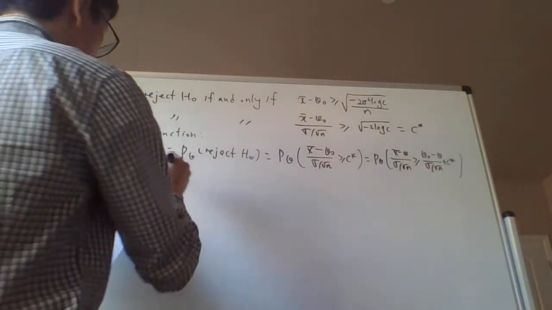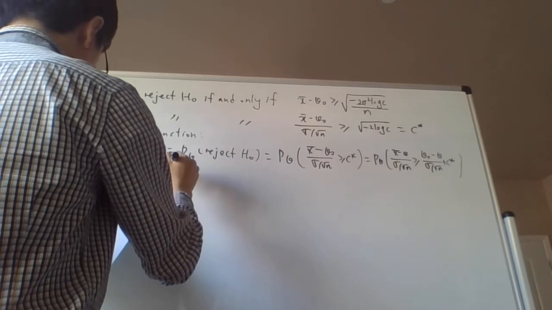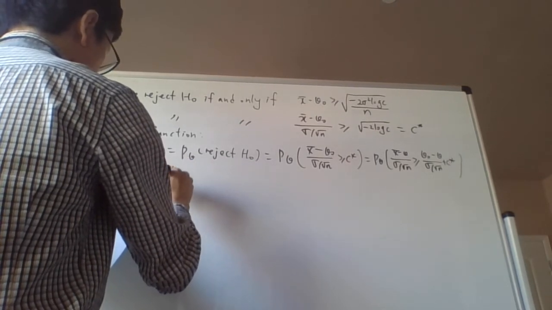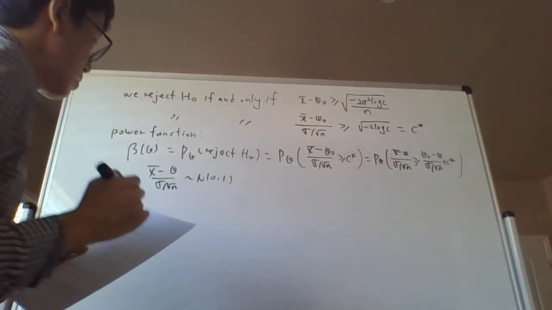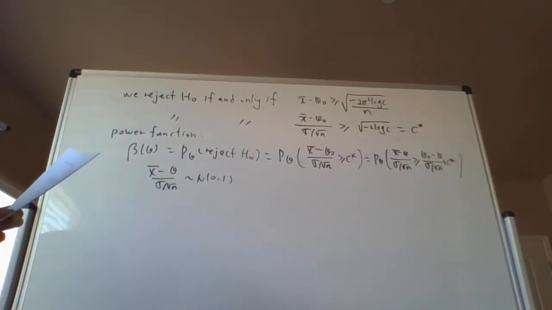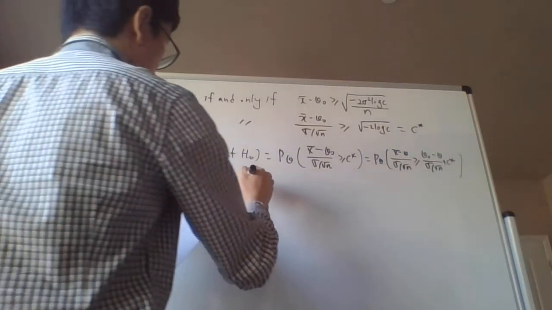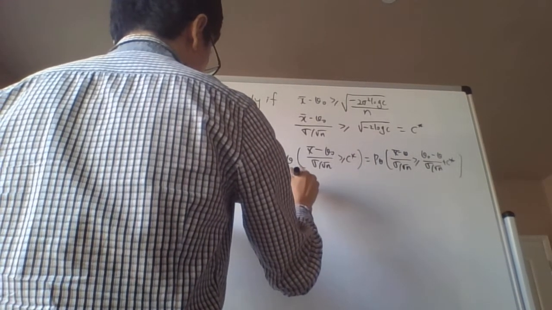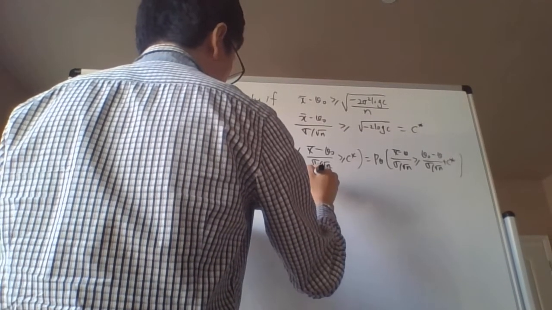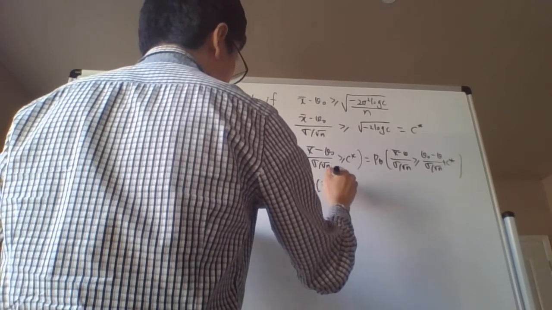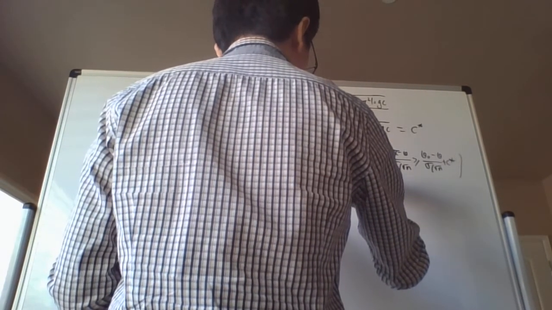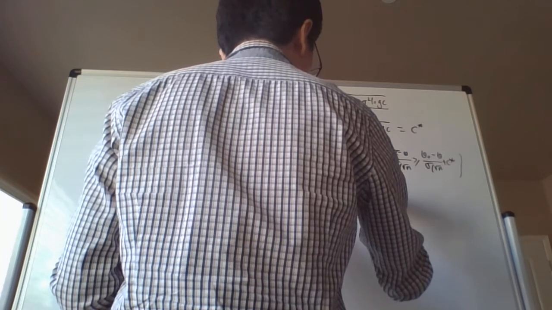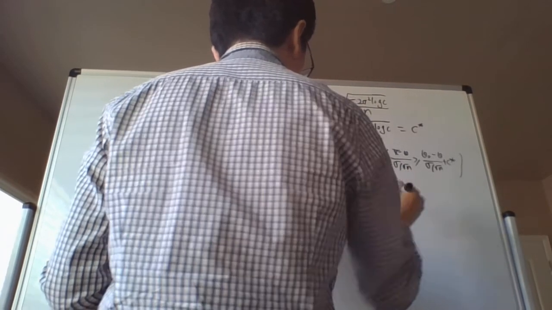And since we have a normal distribution, this standardization is the standard normal. So our power function is given as this.